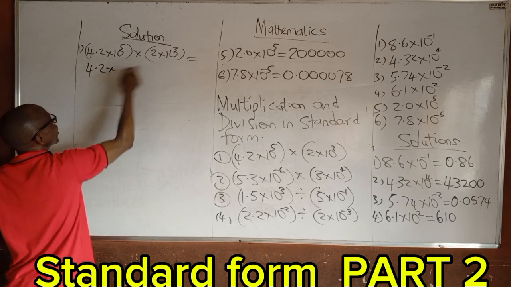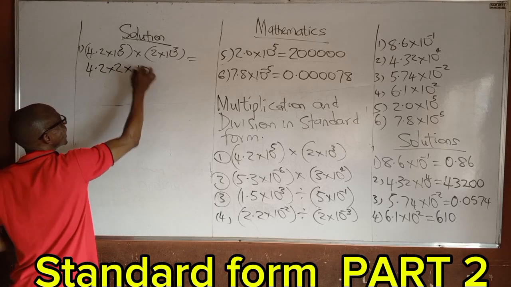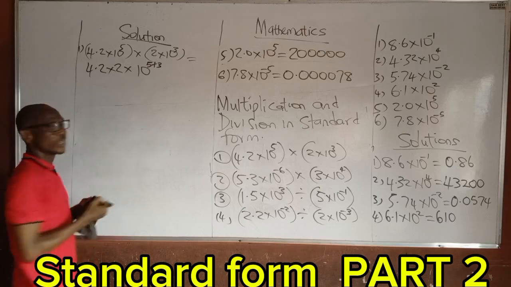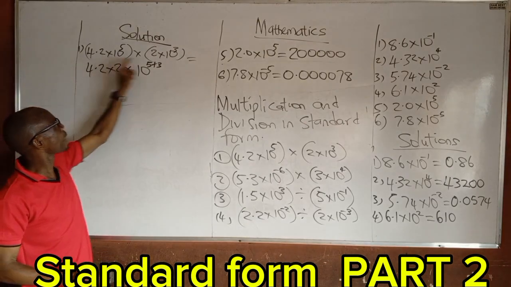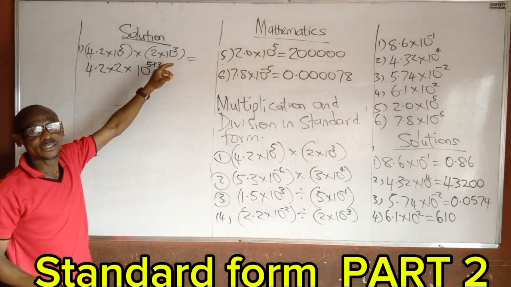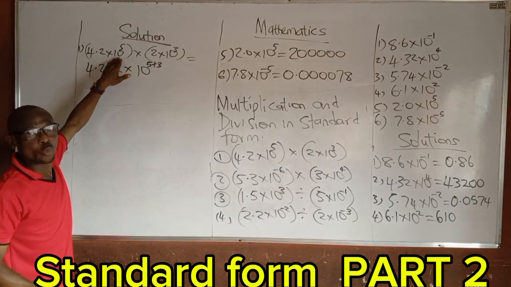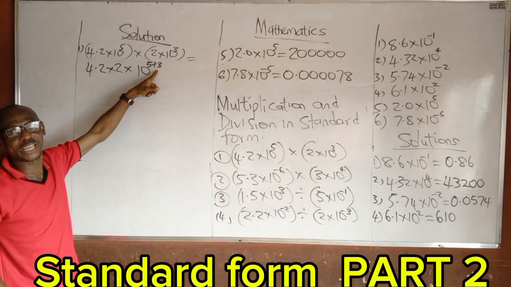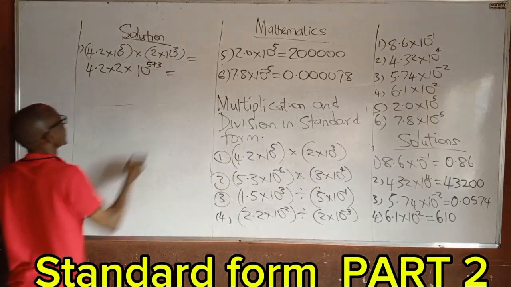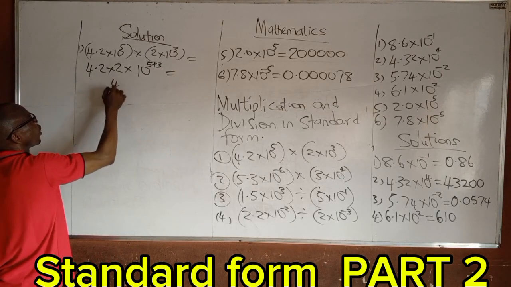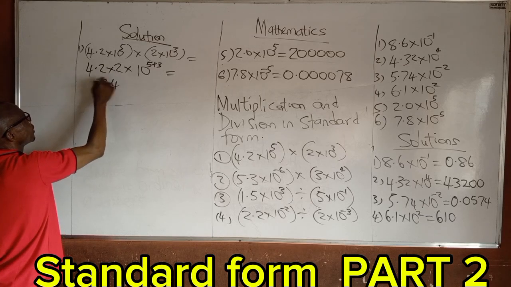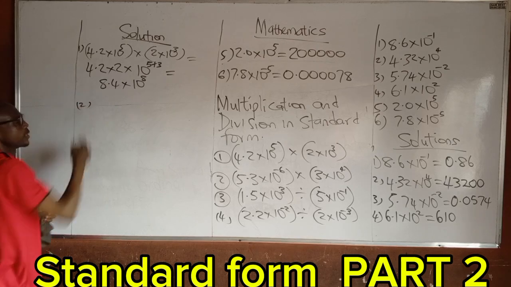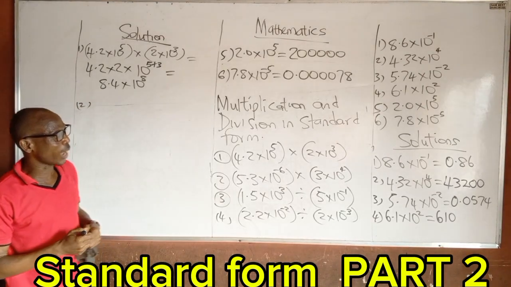4.2 times 2 times 10 raised to the power of 5 plus 3. When we are multiplying the powers of 10, we add them. That will give us 2 times 4.2, which is 8.4, times 10 raised to the power of 8. Now let's look at the next one.